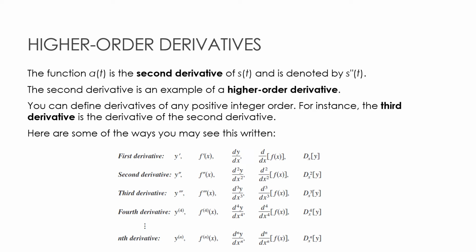So again, the second derivative, s double prime of t, is called a higher order derivative, so I could find the third derivative or the fourth or the fifth, etc. And I've just given you some different ways that you might see it written. They all should look familiar to you because we've seen the first derivatives before, but now you can see where those second or third or fourth or fifth values would go.